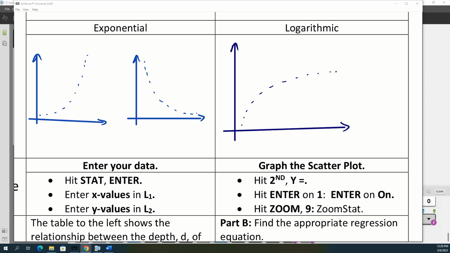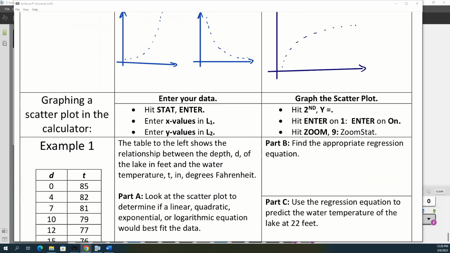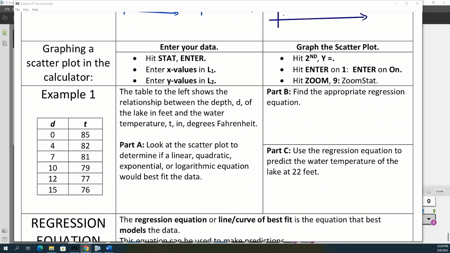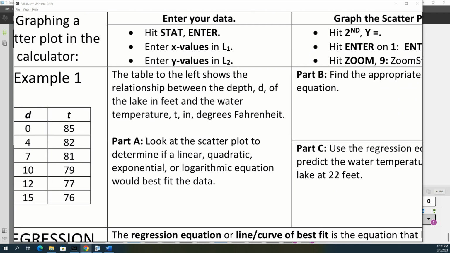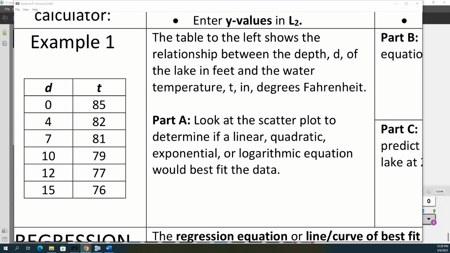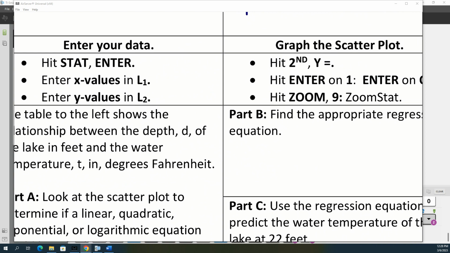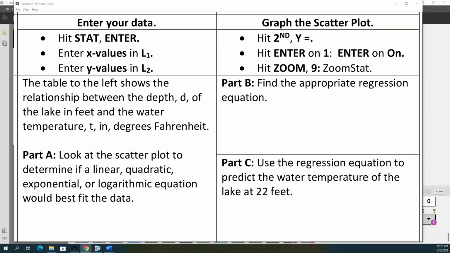All right, this worksheet has tons and tons of calculator steps, and I tried to find a good way to organize the steps, and it's still kind of hard to follow. The first example we're going to do is this data that represents the depth of the water, D, and the temperature of the water at that depth, T. We're going to look at the scatter plot and decide if it's linear, quadratic, exponential, or logarithmic. Right above this are all the steps to look at a scatter plot.